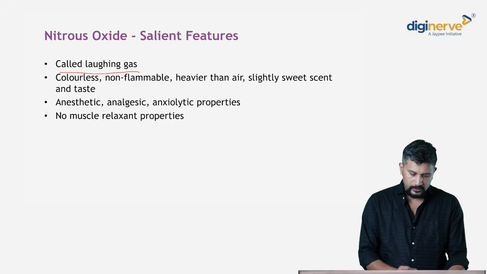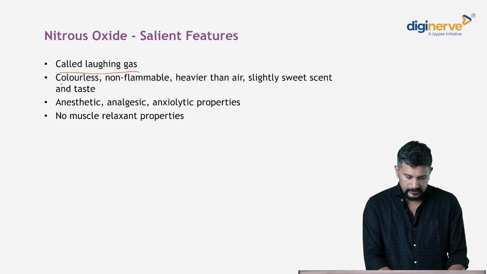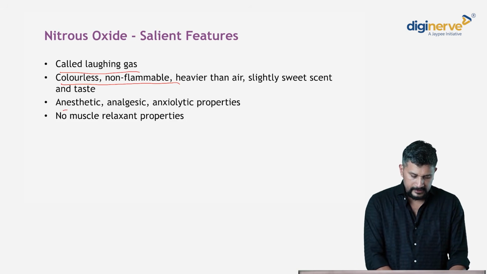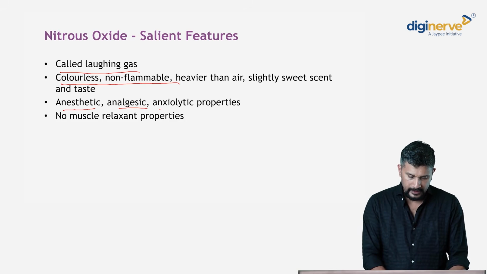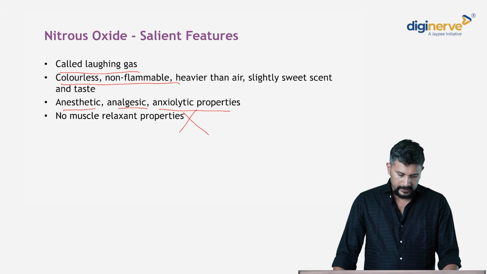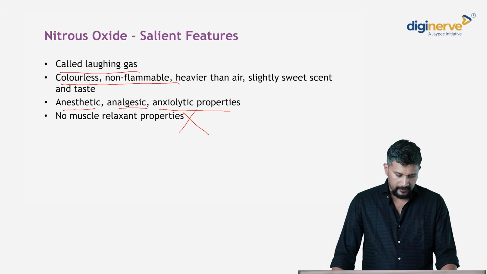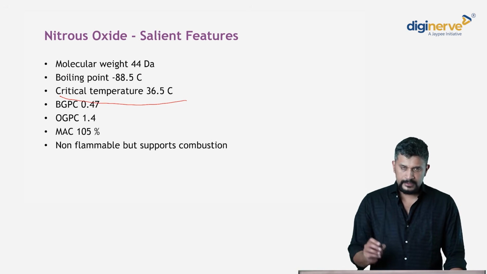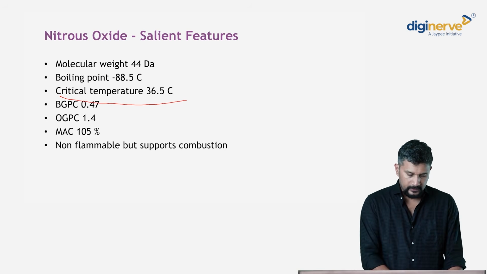Like we saw, it is also called laughing gas. It is colorless, non-flammable, but it does support combustion. It has anesthetic, analgesic and anxiolytic properties, but no muscle relaxant properties. We need to remember that it is a volatile anesthetic agent which does not have any muscle relaxant properties. It has a critical temperature of 36.5, so it is provided in liquid state.